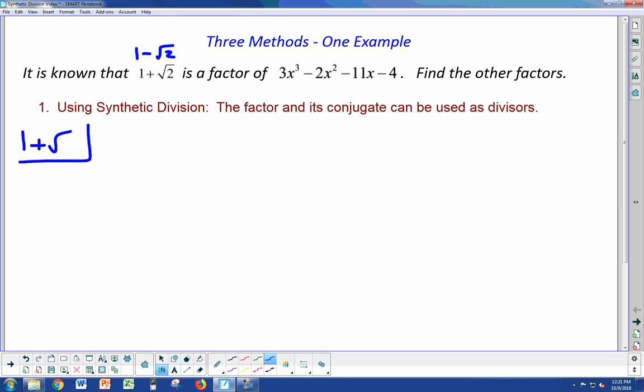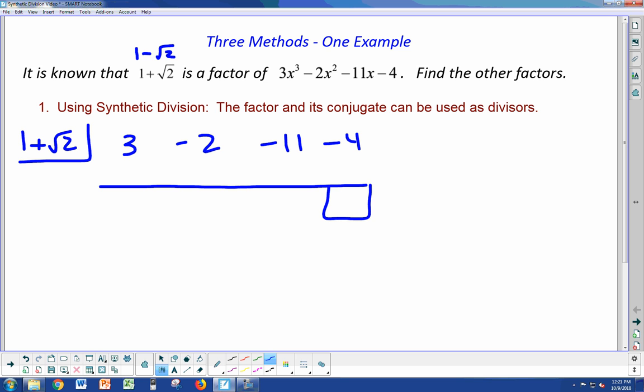1 plus root 2, we're going to divide, knowing that the 3, negative 2, negative 11, and negative 4 should work out properly. Now you should know how to use synthetic division before watching this video, but we know we're supposed to get a 0 there, so I like to put a happy face in there. And let's just crank this out. Bring down the 3, multiply, so it's going to be 3 plus 3 root 2. Add straight down, we get 1 plus 3 root 2.